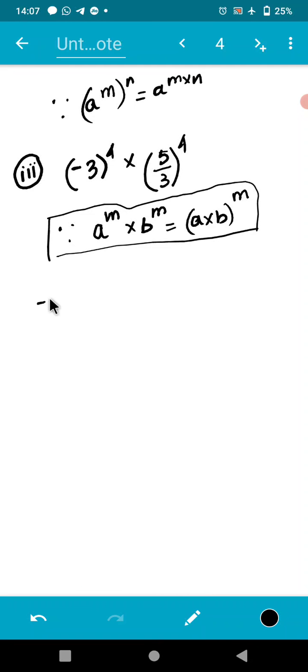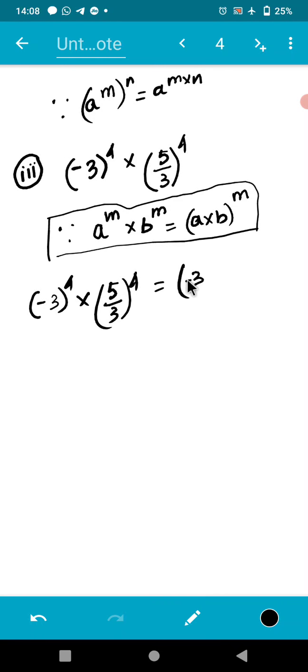So let us write this question, that is minus 3 to the power 4 into 5 by 3 to the power 4. So we'll write the base inside the bracket. So minus 3 into 5 by 3, now to the power 4. So this is what exactly you have to do. Now reduce this 3 and 3. So your required answer would be minus 5 to the power 4. This is your required answer, because you have given your answer in the power notation and the power is in the positive form.